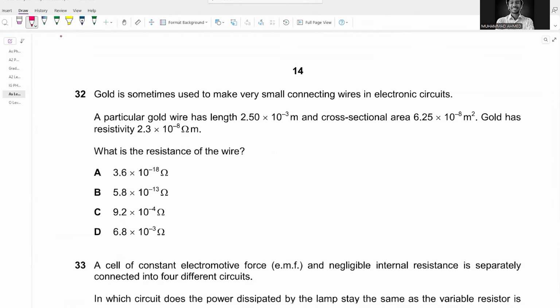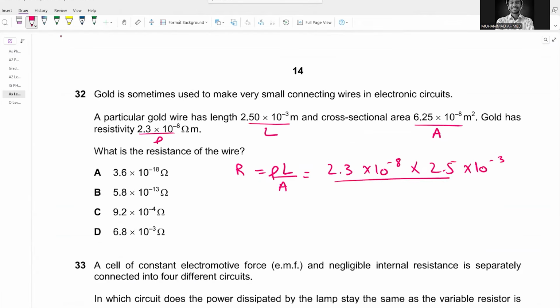Gold is sometimes used to make very small connecting wires in electrical circuits. A particular gold wire has a length of this, cross-sectional area of this, gold has a resistivity of this. Can you calculate the resistance? Resistance is equal to resistivity into length divided by area. Resistivity की क्या value? 2.3 10 raised to the power of minus 8. What is the value of length? 2.5 10 raised to the power of minus 3. What is the value of area? 6.25 10 raised to the power of minus 8. What does your value of resistance come out to be?